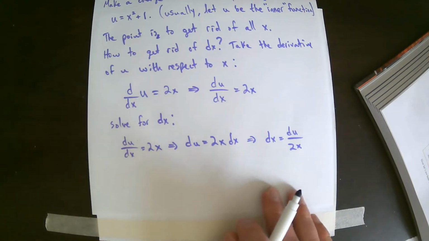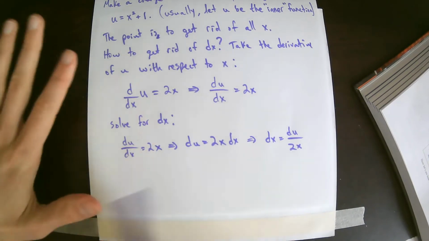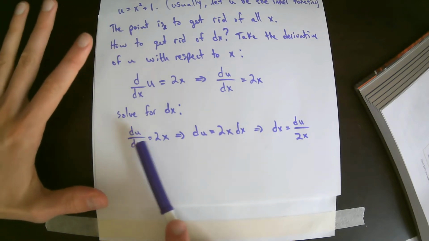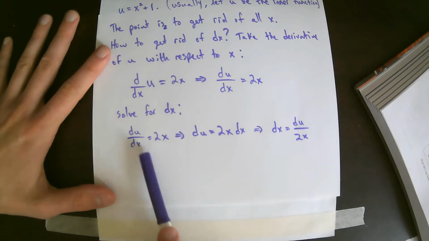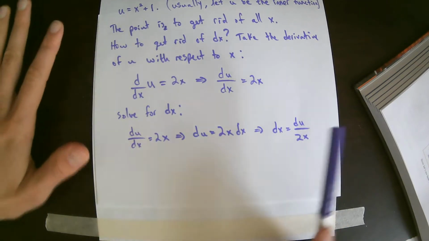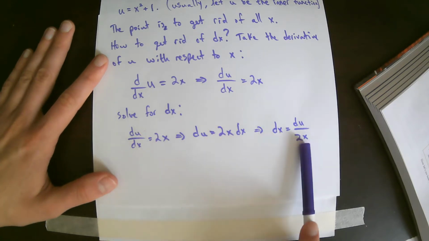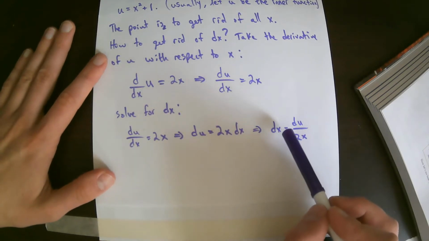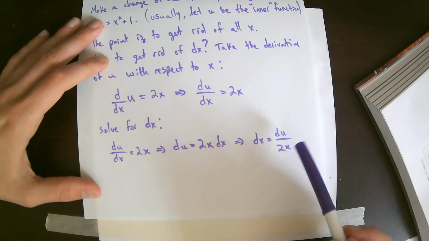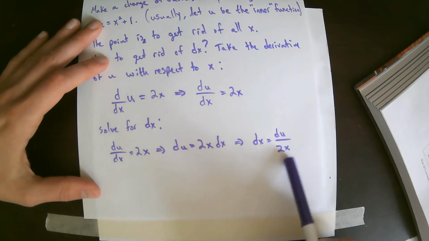Du over 2x. So this may feel like a kind of naive thing that you shouldn't be doing, like doing algebra with these little things called differentials, but anyways, we don't need to know that. It seems kind of like bad form to be doing algebra with these things, but it's okay. It's okay to solve for dx this way. So now I can directly replace this dx with a function of u, or rather a du, over 2x.